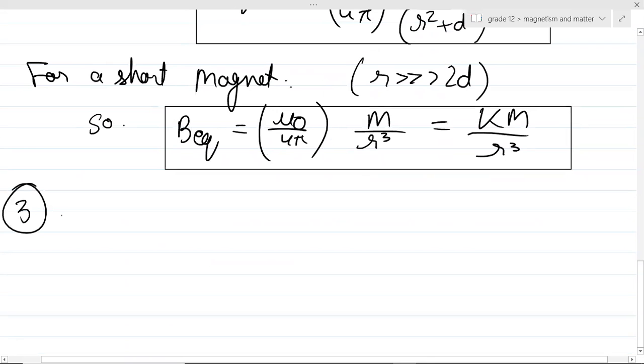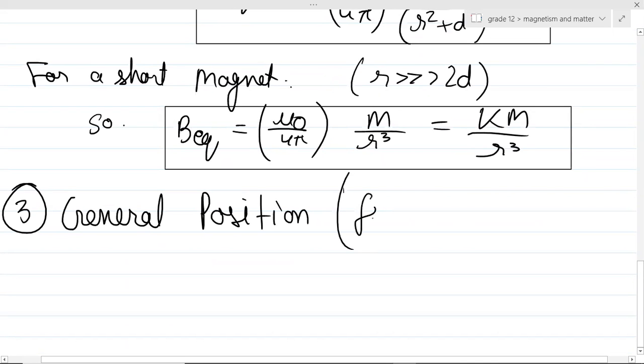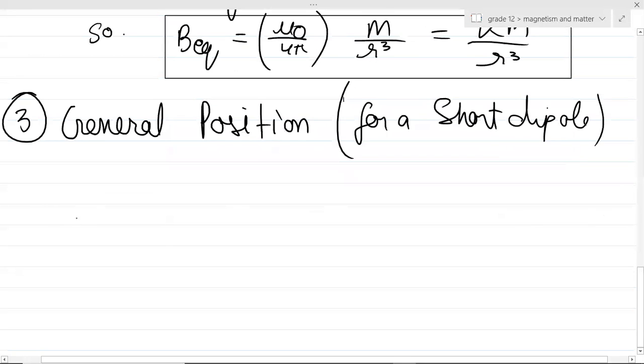The third derivation is basically at any general position, but this result is only valid for a short dipole. So suppose, guys, there is a small dipole over here. If I make the dipole like this, that implies south will be over here, north will be over here, and let's say the magnetic moment is M. Let's say there is a point P at an angle theta, right?